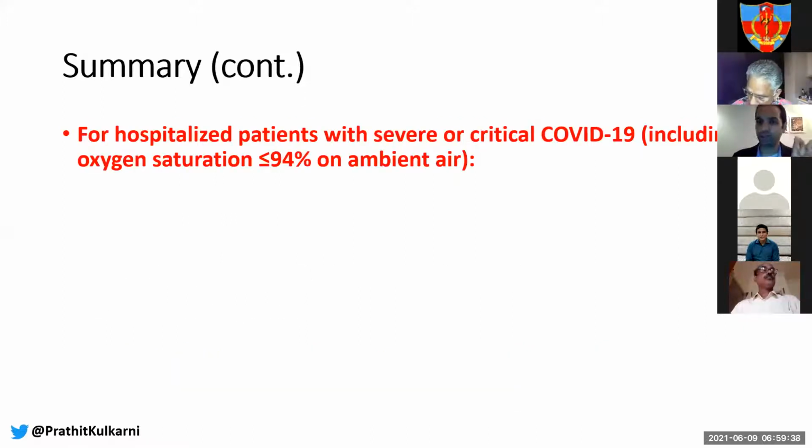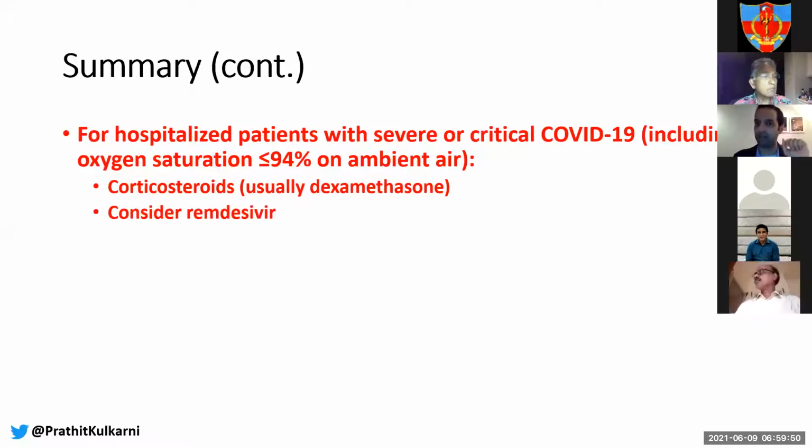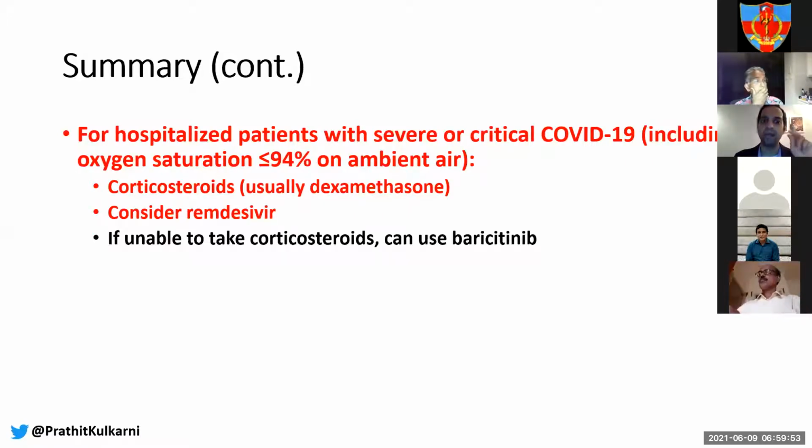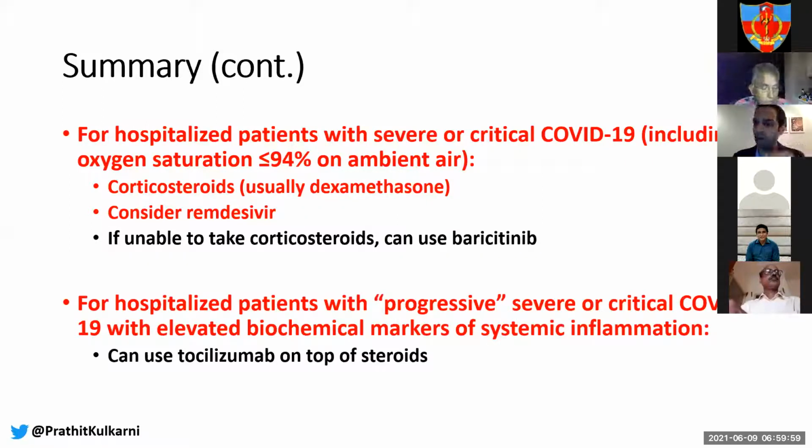For patients who are hospitalized with severe or critical COVID-19, including patients who have an oxygen saturation less than 94%, you should definitely use dexamethasone once they're in the hospital and hypoxemic. Consider remdesivir. If the patient is unable to get corticosteroids, you can use baricitinib. And for hospitalized patients with progressive, severe, or critical COVID-19 with elevated biochemical markers of systemic inflammation, such as CRP, C-reactive protein, you can use a one-time dose of tocilizumab on top of steroids if the patient's getting worse and has systemic evidence of inflammation.